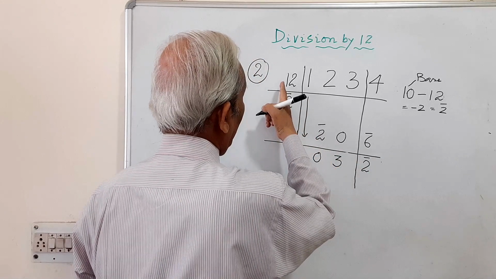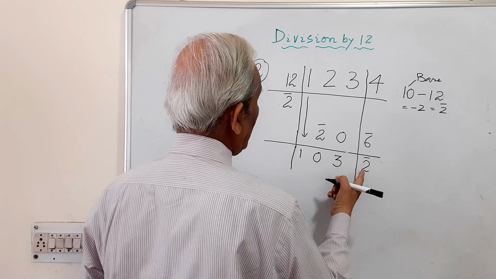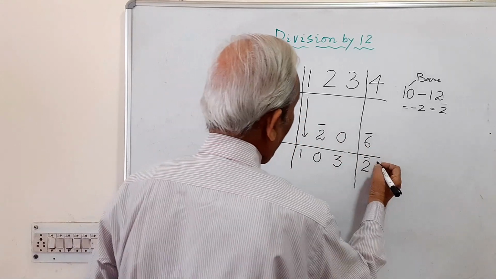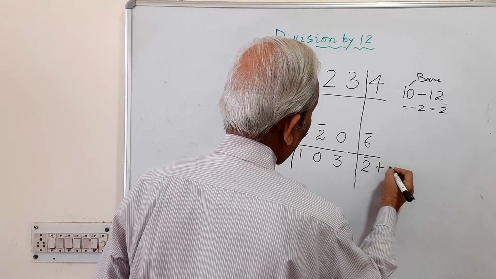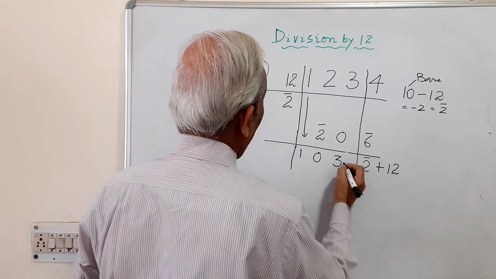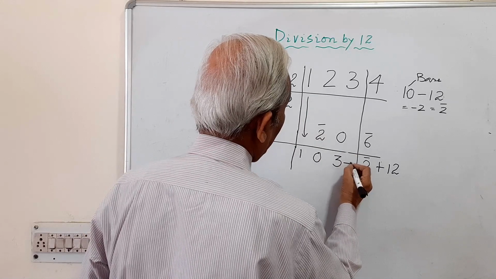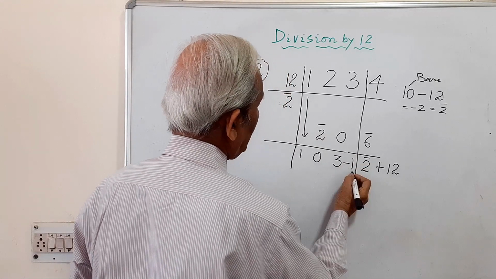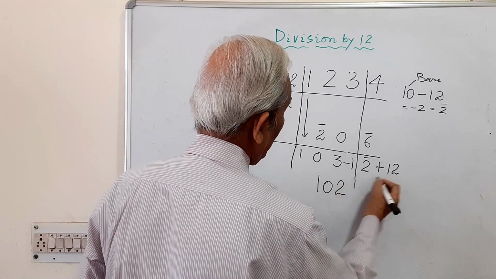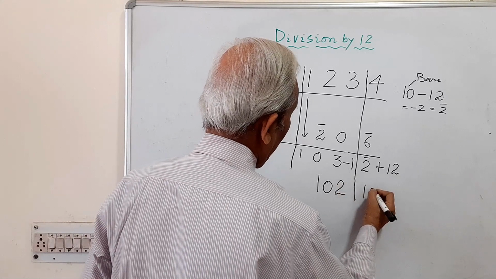Are you getting my point? Since this is 2 bar, we will neutralize this by adding one time divider. So add 2 bar here, 12 here, that is with this 2 bar, add this 12 and then reduce this by 1. So what do you get? 103 minus 1 is 102 and then 2 bar plus 12 is 10.